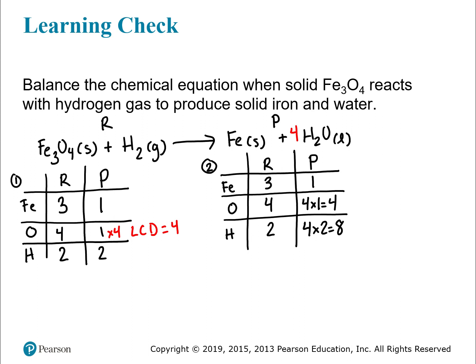Well, now we've got a little bit of a problem. We went from having our hydrogen balanced to now we've got 2 on the reactant side and 8 on the product side. We've got to fix that. The lowest common denominator with 2 and 8 is going to be 8. We multiply the reactant side by 4. So we put that coefficient out there.